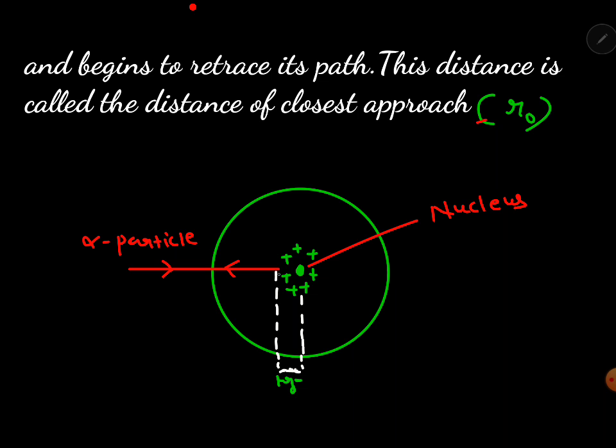The distance from the nucleus where the alpha particle returns is represented by r naught, and this r naught is called the distance of closest approach.